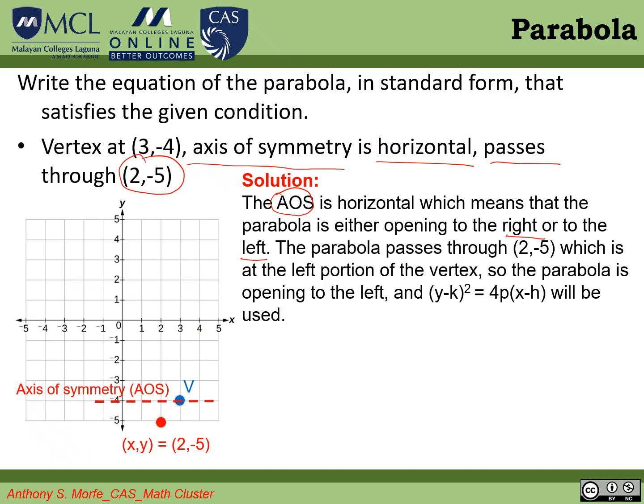So be careful, you might misread the problem like what I just did. The axis of symmetry is horizontal, which means that the parabola either opens to the right or left. The parabola passes through this point, not the axis of symmetry. If you think that the parabola opens to the right, it won't pass here. This is the vertex, and the axis of symmetry is here, so it should be this one.